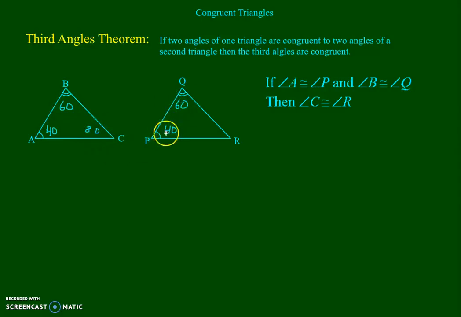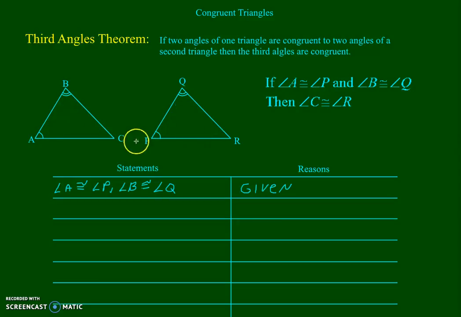Likewise, we have two angles here, 40 and 60. They add up to 100, so this angle has to be 80. So you can clearly see empirically, if you have two angles of one triangle congruent to two angles of a second, the third angles are definitely going to be congruent. But let's go through a more geometric proof of this theorem. So here I've taken the liberty of putting up our proof grid and writing down our given values. Angle A is congruent to angle P, and angle B is congruent to angle Q.